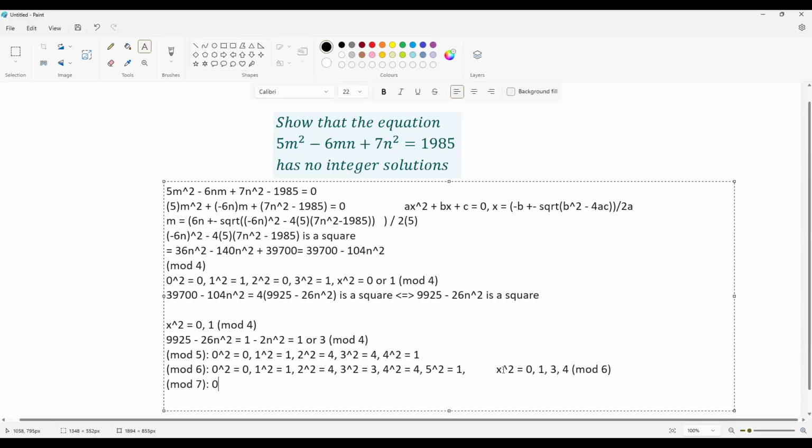What about mod 7? 0 squared is congruent to 0, 1 squared congruent to 1, then 4, 2, 2, 4, 1. So we have 0, 1, 2, and 4. This also is not very promising. Well, mod 8.